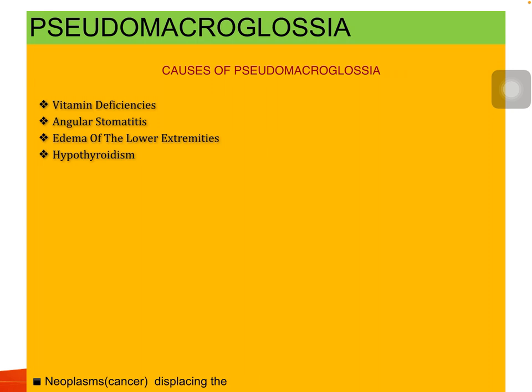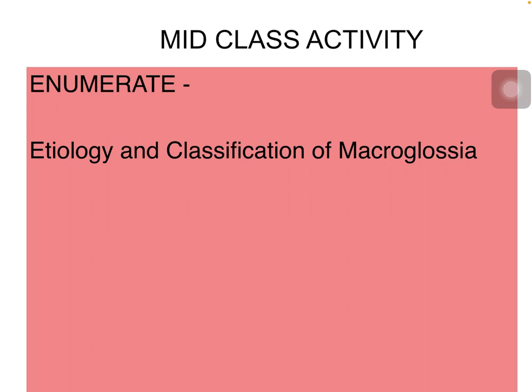Other causes of pseudomacroglossia include vitamin deficiencies, angular stomatitis, edema of the lower extremities and hypothyroidism. So the student should be able to enumerate the etiology or classification of macroglossia.